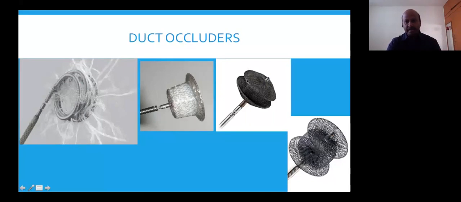These are again nickel and titanium devices which are made of smaller and finer wires for closing large ducts in smaller babies, preterm babies. And these are called Amplatzer duct occluders, additional size for preterm babies.